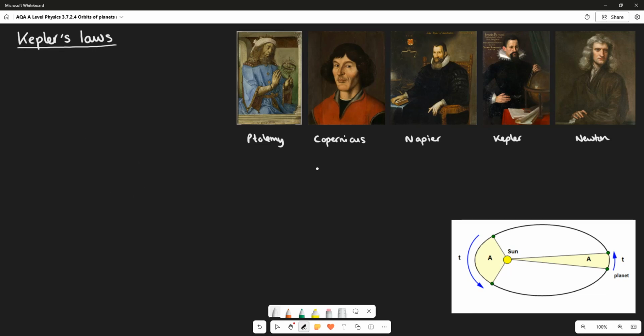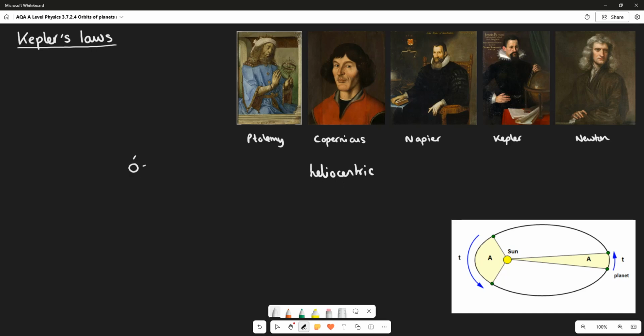In the mid-1500s, Copernicus published his heliocentric model, and this led to the Copernican revolution, in which the Ptolemaic model was supplanted by this new heliocentric model.